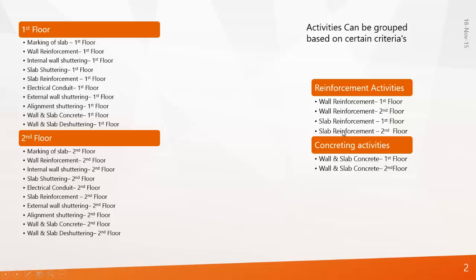So in such cases you need to create activity codes. Here you can see that when you group based on reinforcement activities, the program shows all the reinforcement activities: wall reinforcement in first floor and second floor, slab reinforcement in first floor and second floor, and when it comes to concrete activities, wall and slab concrete of first floor and second floor. So we'll see how to group it based on your requirement.